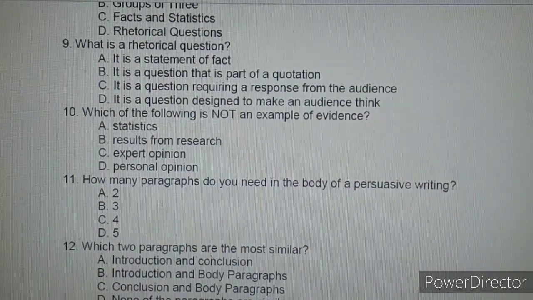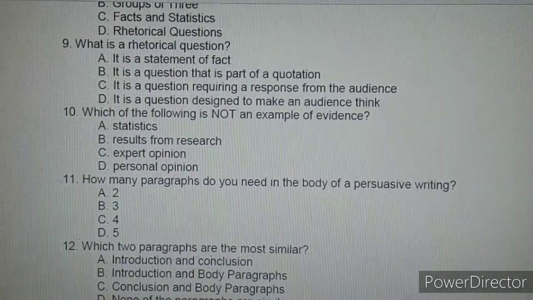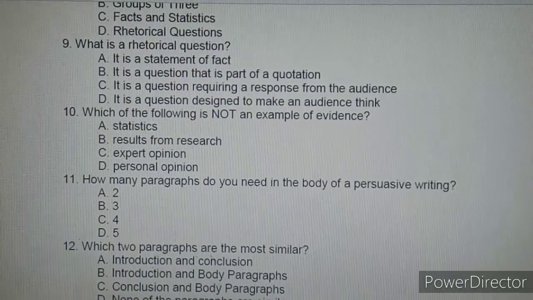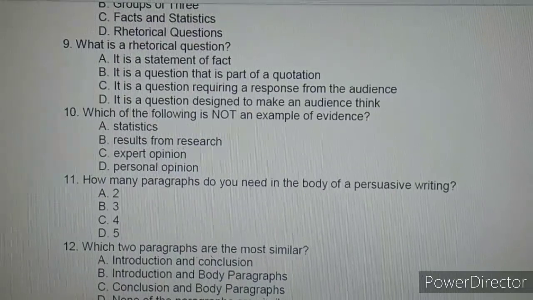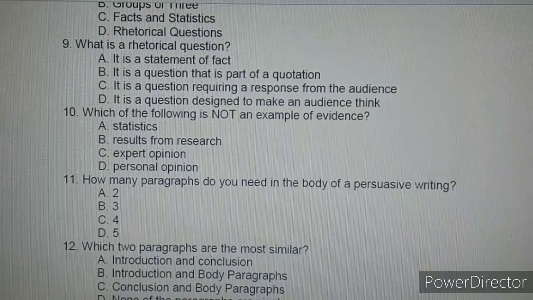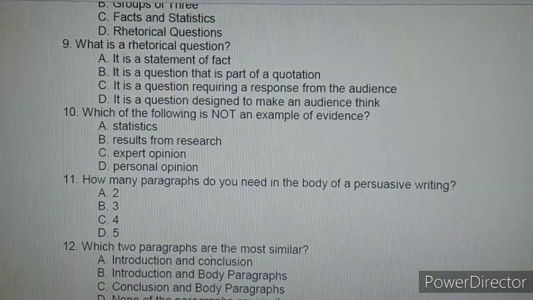Number 11. How many paragraphs do you need in the body of a persuasive writing? A, 2, B, 3, C, 4, and D, 5. The correct answer for number 11 is letter B.